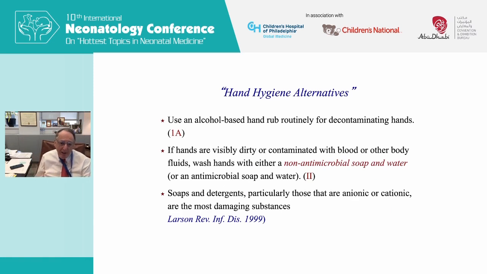And here are the recommendations from the CDC and World Health Organization. And I put on, for some of them, the strength of the recommendation, with 1A being the highest and 3 being the lowest. So one is using an alcohol-based hand rub for decontaminating hands, getting rid of the transient bacteria. If the hands are visibly dirty or contaminated with a body secretion, a body fluid or blood, then you have to use soap and water.